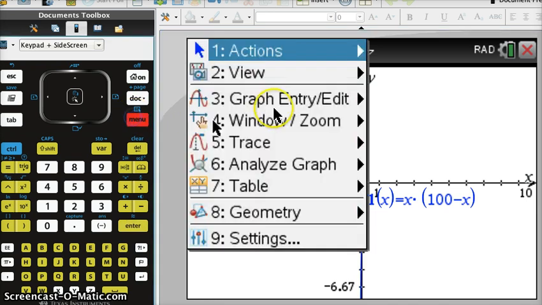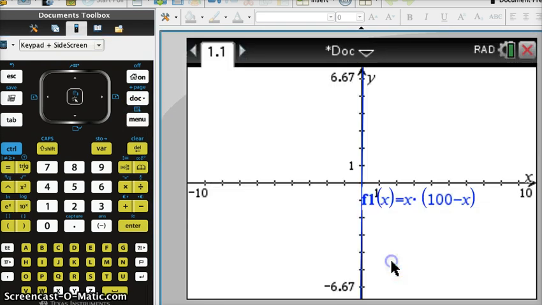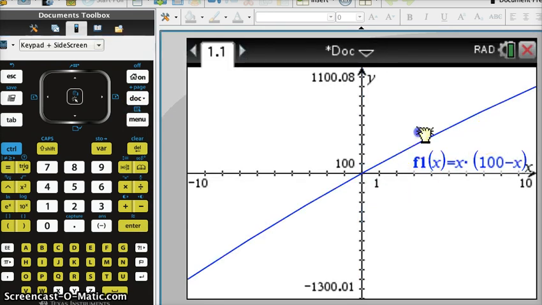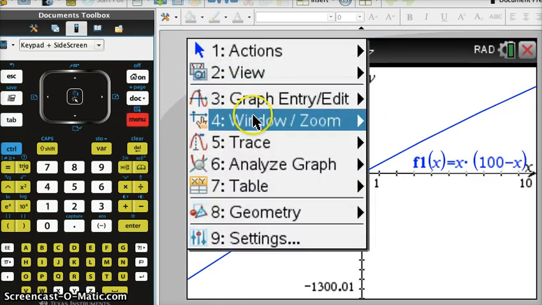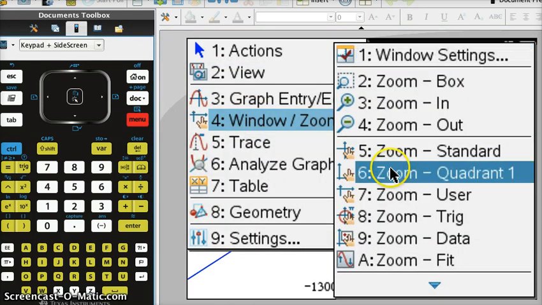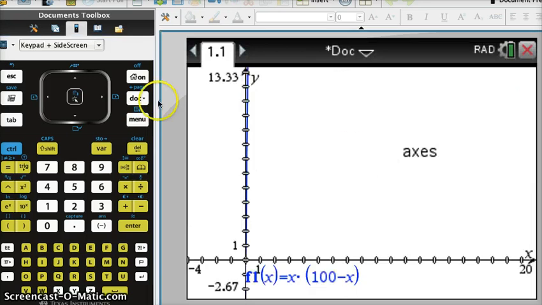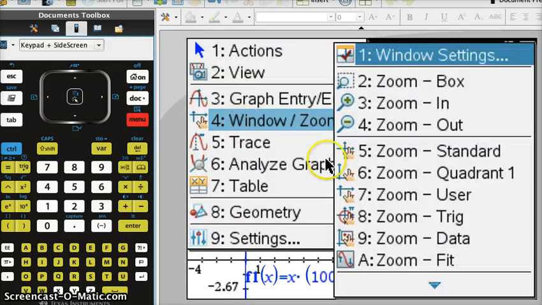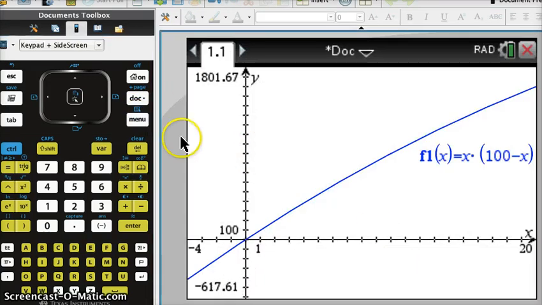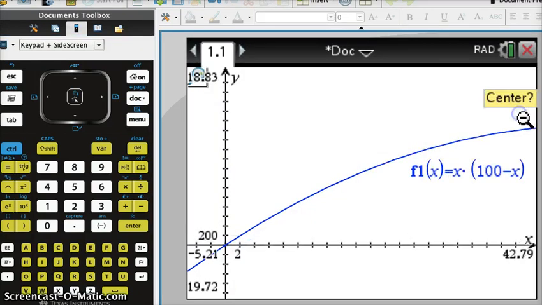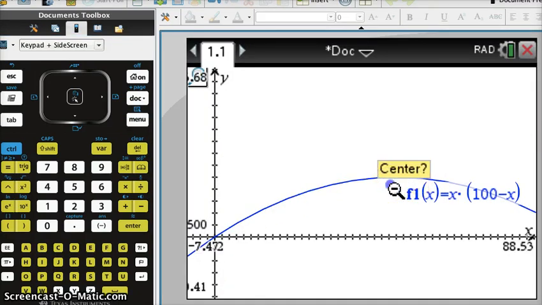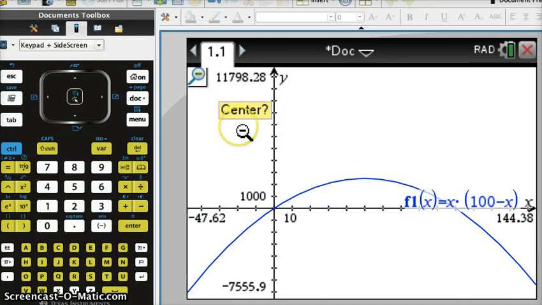So I'm going to go menu as I always do, zoom fit, see what happens. Still not great. Drag it around over this way maybe. Actually, you can't do that as easily. I'll go menu, zoom, quadrant 1. Okay, still horrible. Now what if I go menu, zoom, fit, see what it looks like? Pretty bad. All right, so let's go menu, zoom, out. And I want to be able to see where this thing starts to get interesting. Okay, there it starts to get interesting.